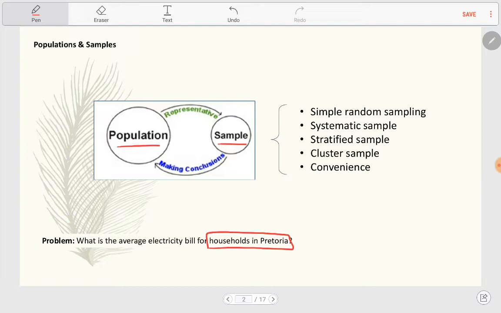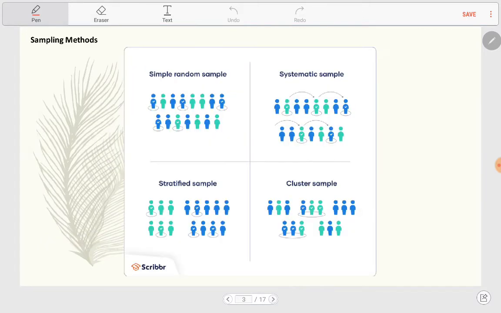Now, it's not going to be possible for you to now get each and every single electricity bill in Pretoria. So you're going to take a sample. And there are these 5 techniques that we have highlighted for getting a sample, and I want to show you how you can get these different kinds of samples and help you understand the difference. So this is just a summary to help you see the difference just visually.